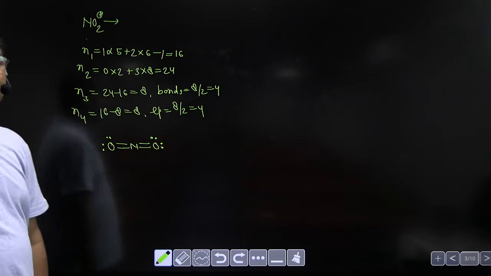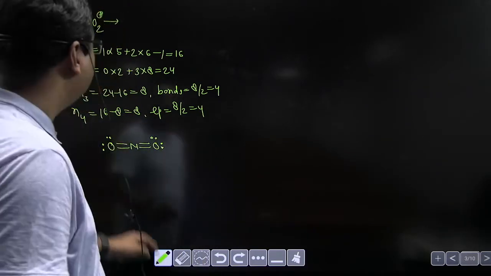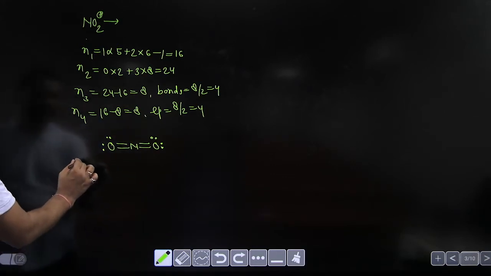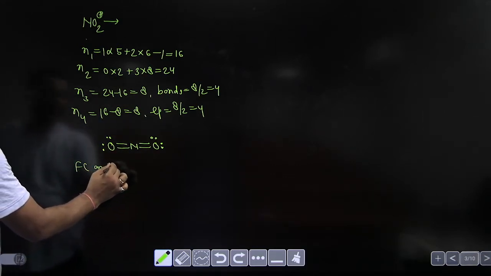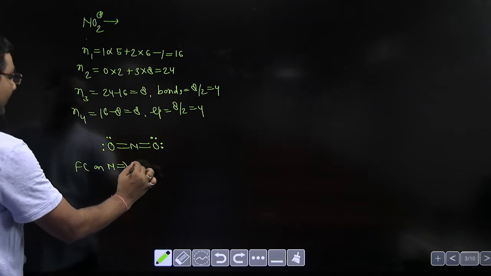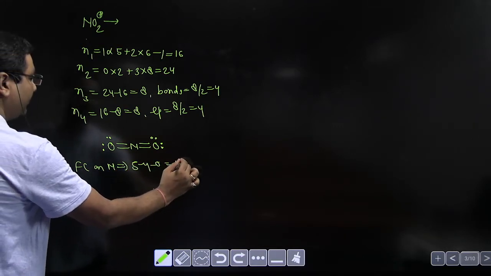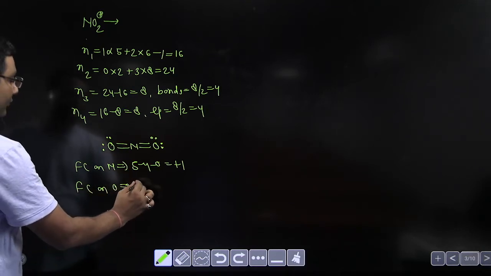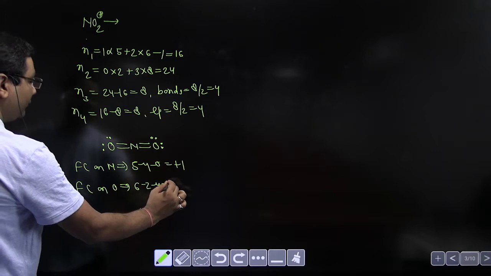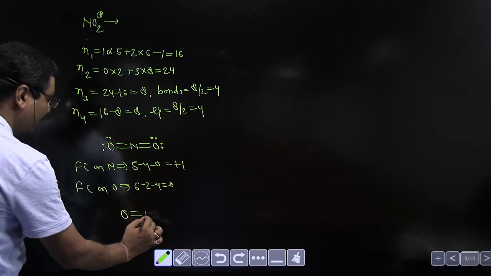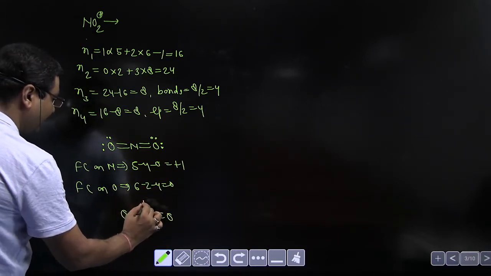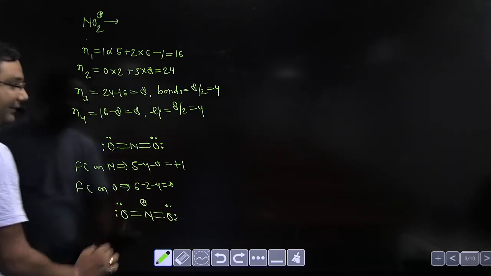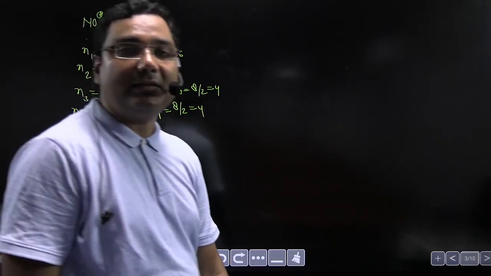Now we have to find the formal charge on each atom. This is NO2 and we have to find the structure of NO2 plus. Now formal charge on nitrogen is equal to 5 minus 4 minus 0 equal to plus 1. Formal charge on oxygen is equal to 6 minus 2 minus 4 equal to 0. So now the real structure of NO2 plus is like this. This N will have a positive charge and each oxygen will contain 2 lone pairs of electrons. So this is the structure of NO2 plus.